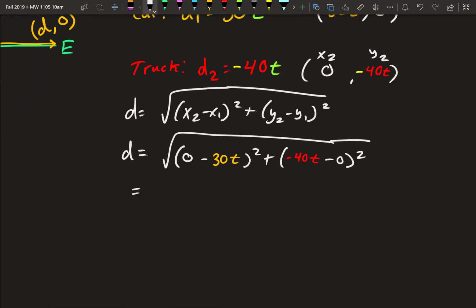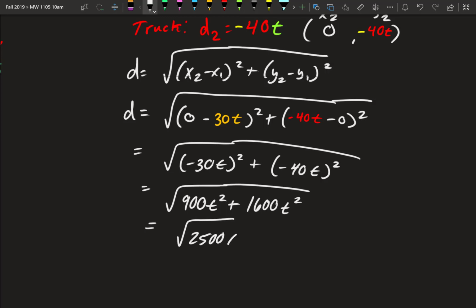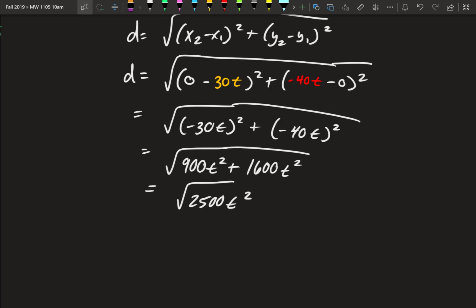So let's simplify. We have negative 30t squared plus negative 40t squared. Negative 30 squared is 900, and t squared is t squared. Negative 40 squared is 1600, and t squared is t squared. We can combine these, so we have 2500 t squared. The square root of 2500 is 50. T squared, the square root of that is t. And the one thing that I'm going to be a little stickler on, we have to put d of t, because it's telling me distance of time. So how much we're doing it for represents the distance that we're achieving. So that is our expression.